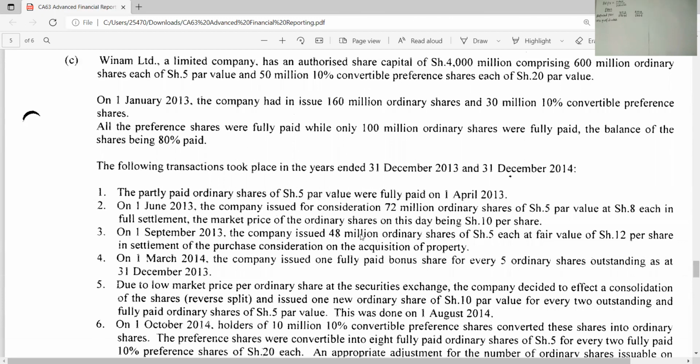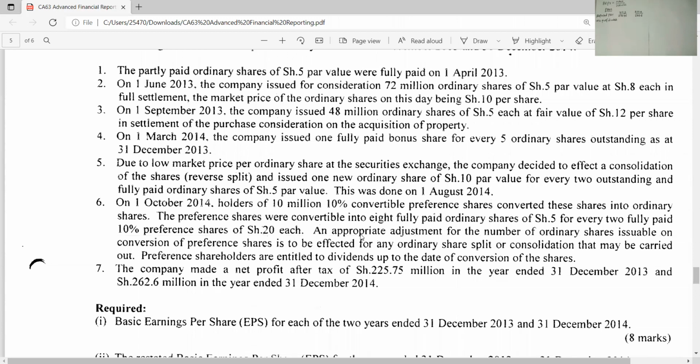So out of the 30 as at January 2013, what happened according to note 6? On 1st October 2014, 10 million, 10% convertible preference shares were converted into ordinary shares. The preference shares were convertible into 8 fully paid ordinary shares of shillings 5 for every 2 fully paid 10% preference shares of shillings 20 each.